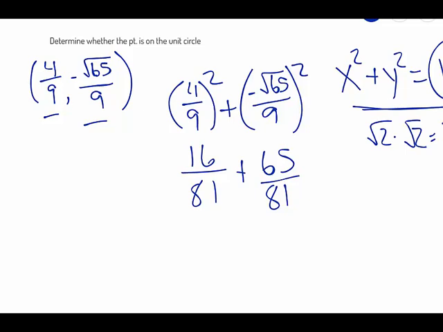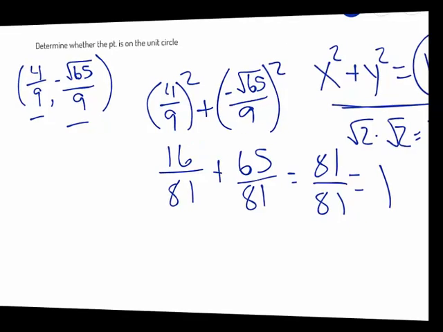Now if we add this together, and we can definitely add this together because we do have common denominators here. So move the common denominator over. 16 plus 65 is 81, over 81, which does indeed equal 1. So yes, this point is on the unit circle.